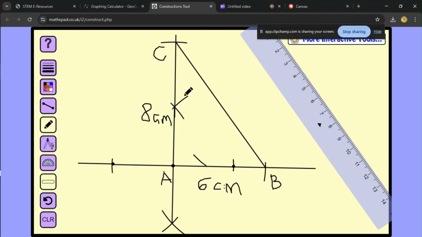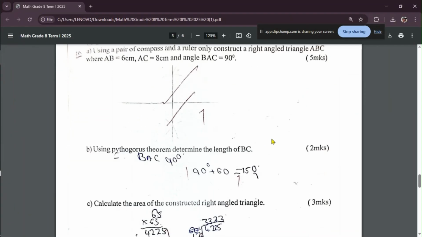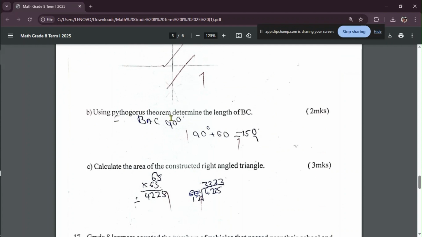Now let us try to answer the question. Remember, this is 90 degrees. Let us now try to answer the question. And the first question was, using Pythagoras theorem, determine the length of BC.